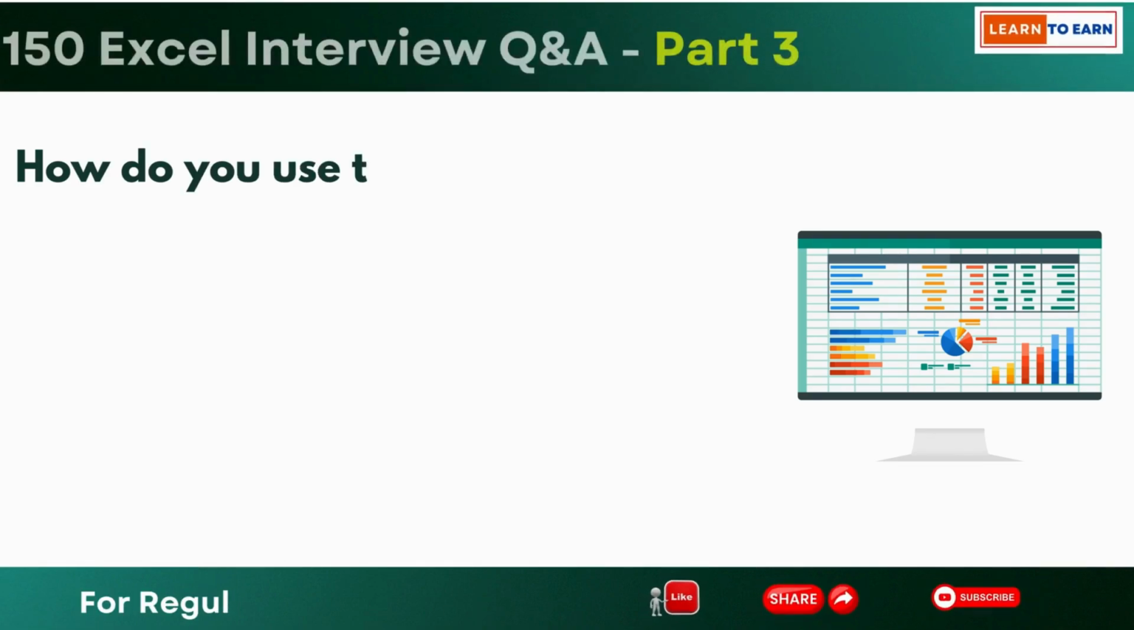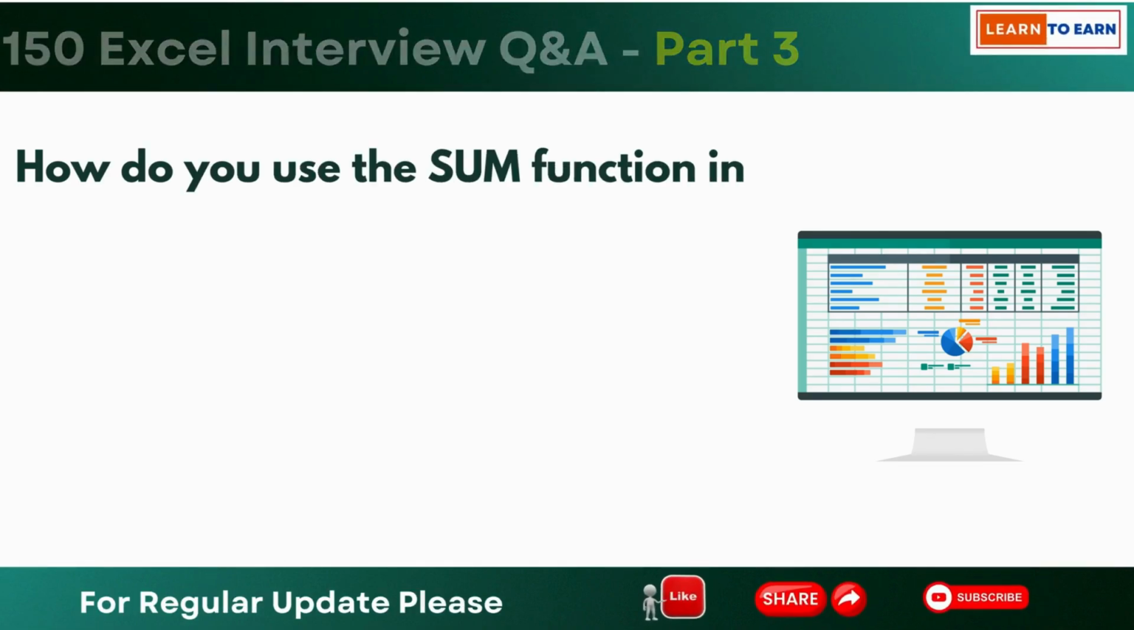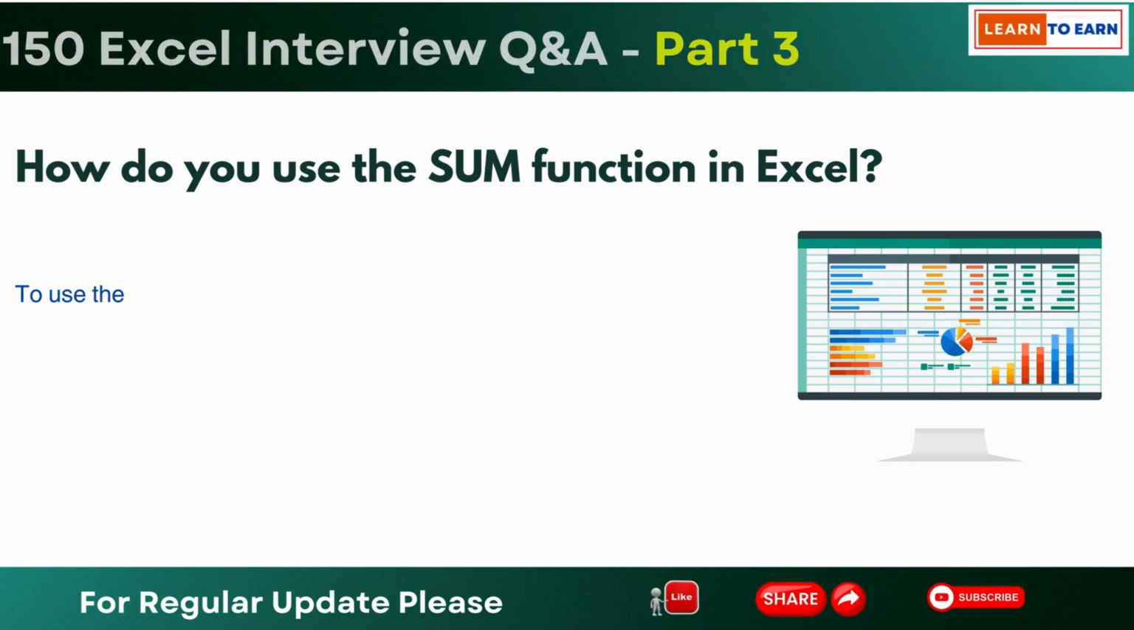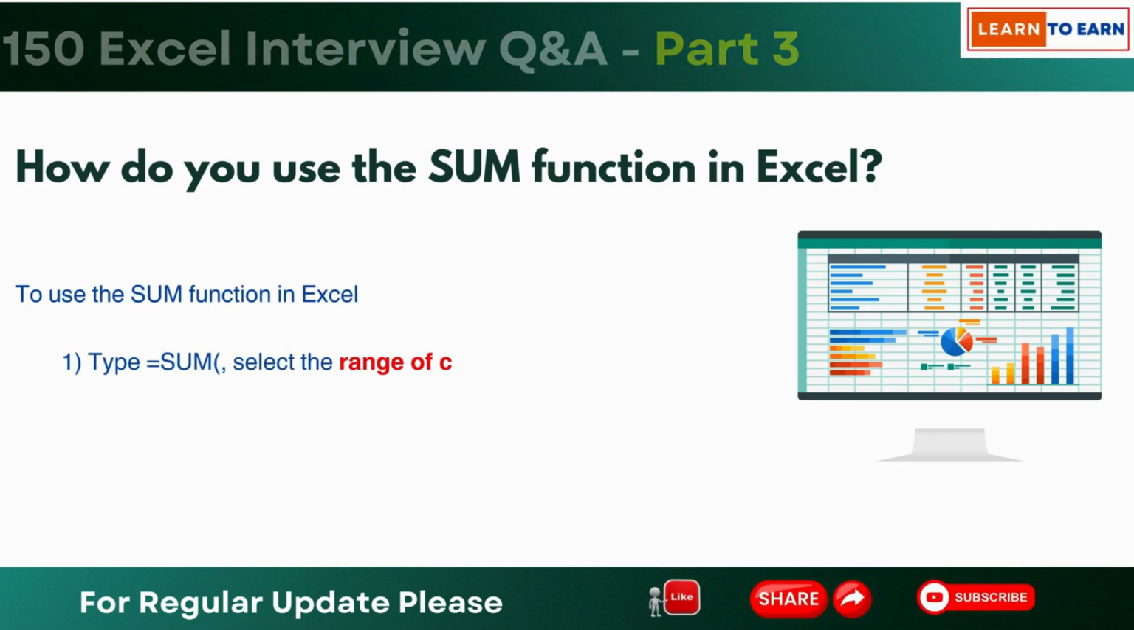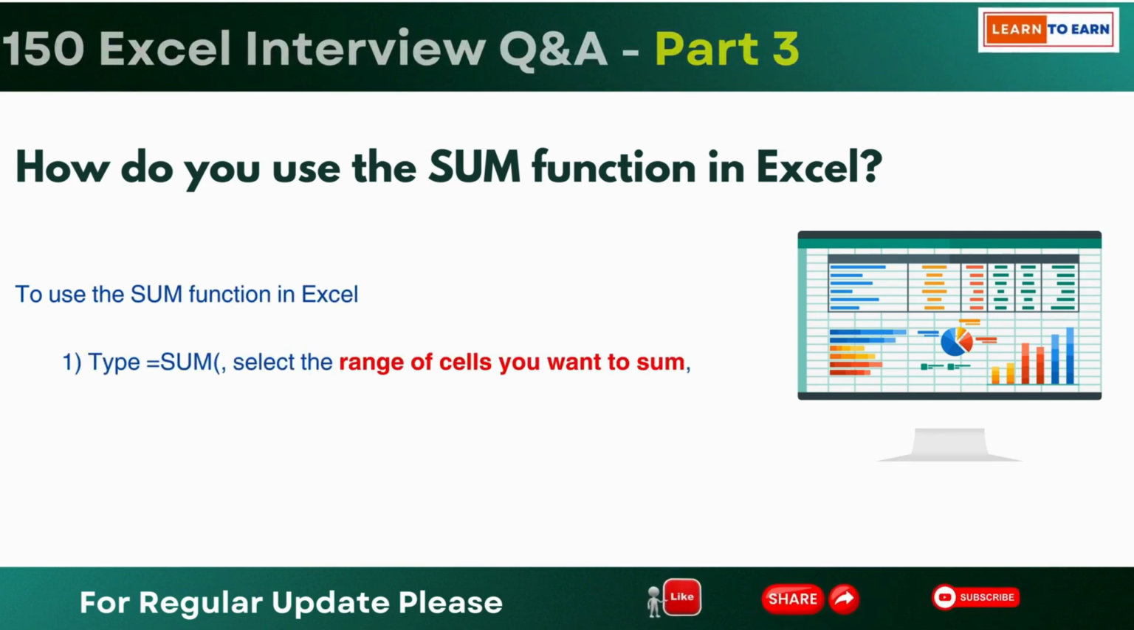How do you use the sum function in Excel? To use the sum function in Excel, type =SUM(, select the range of cells you want to sum and close the parentheses.